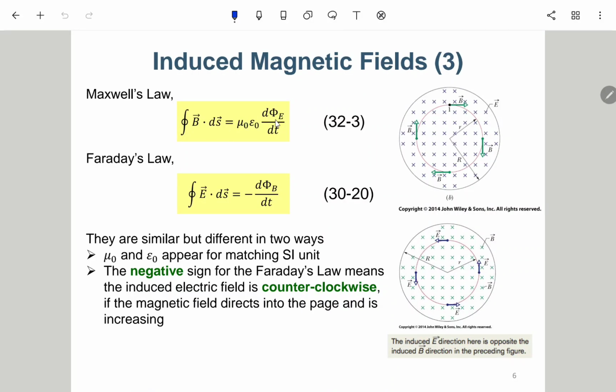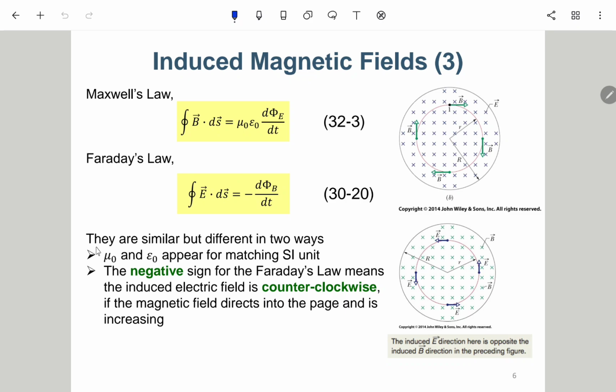Here we have a quick comparison of the Maxwell equation and Faraday's law. Of course they look similar. On the left side is a line integral for the B field, and for this one, the line integral for the E field. On the right side, for Maxwell's law, we have the time derivative of the electric flux, and for Faraday's law, the time derivative of the magnetic flux. These two are similar between the two laws.